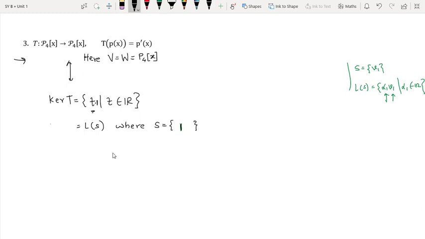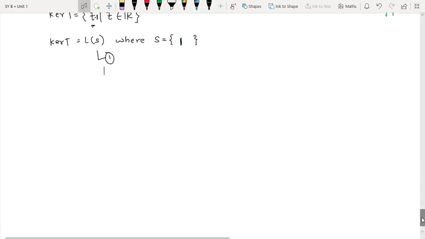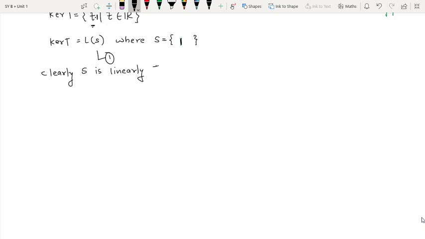Okay. And what is our left hand side? That is kernel of T. I will call it as some 1. Okay. So now the question is about linear independence, but no issues with that also. Clearly S is linearly independent. I'll call it as some 2. So therefore from 1 and 2 we can say S is the basis of kernel of T.